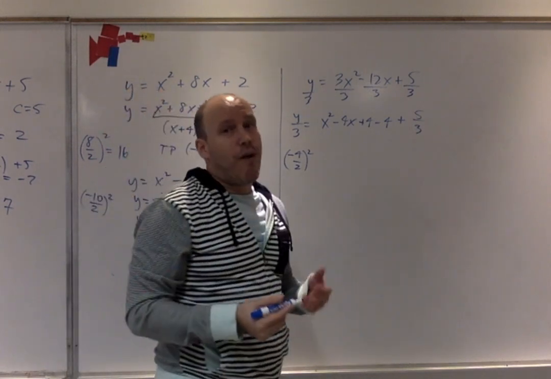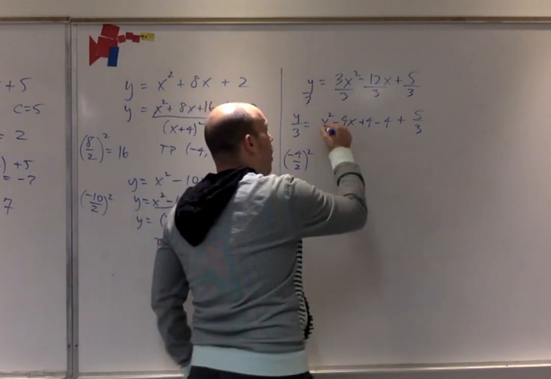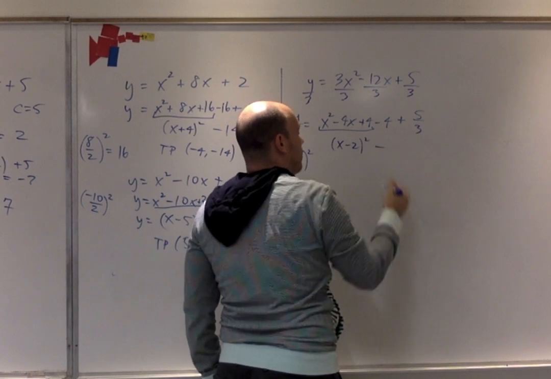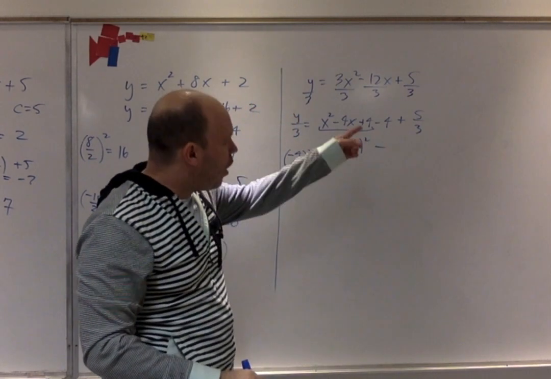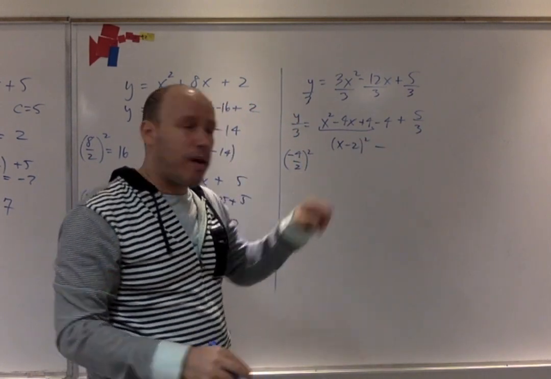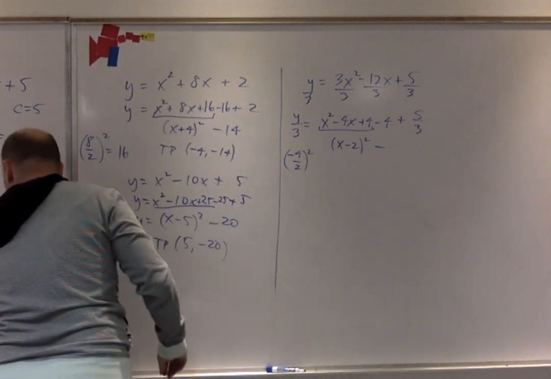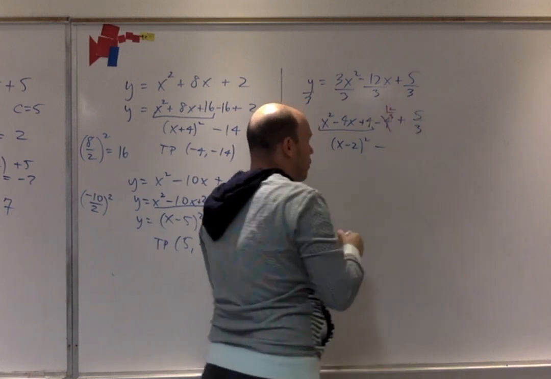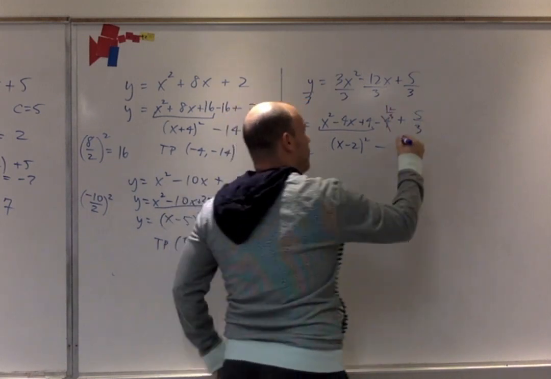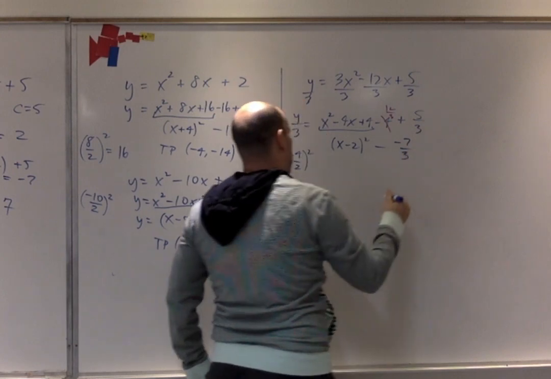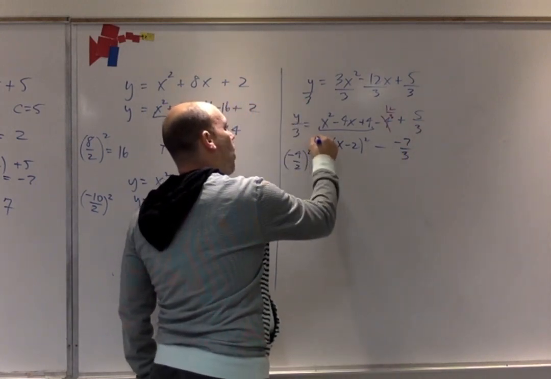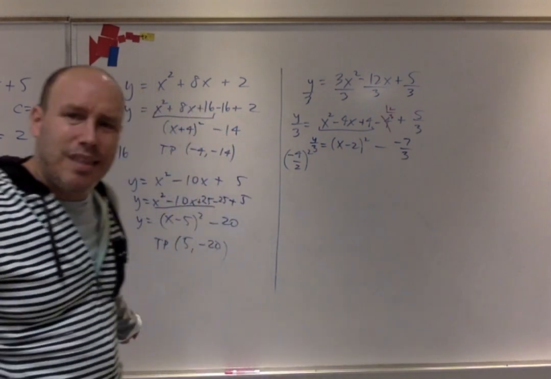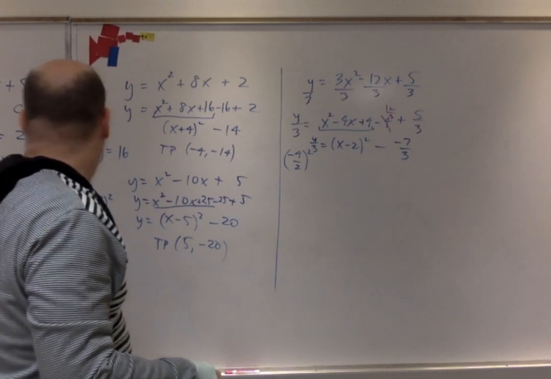If you've been practicing your factoring madness, you know that this is x minus 2 squared minus 4 plus 5 over 3. Well, there's fractions there, but you know what? 4 is actually 12 divided by 3. Let's rewrite that. So it turns out that I actually have negative 7 over 3. And this was y over 3 equals this. So that looks weird. That doesn't look like the answer we had in the last problem.